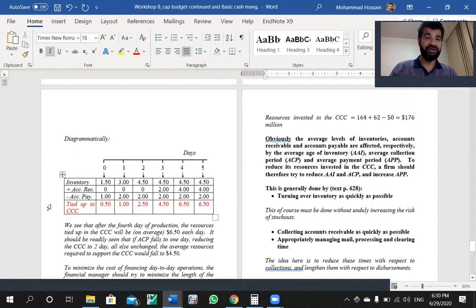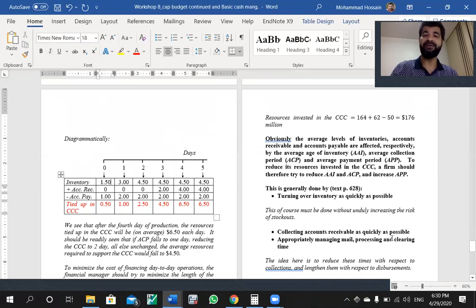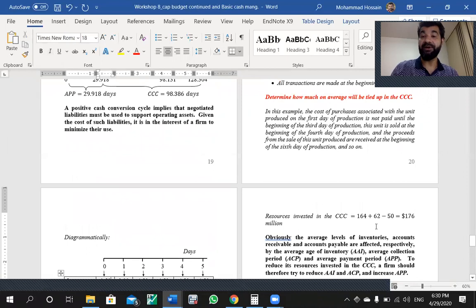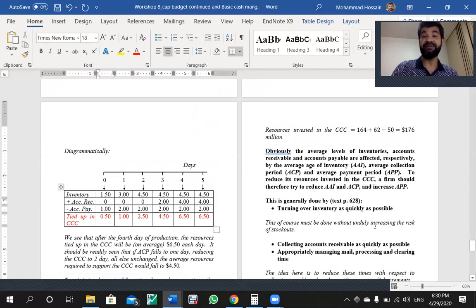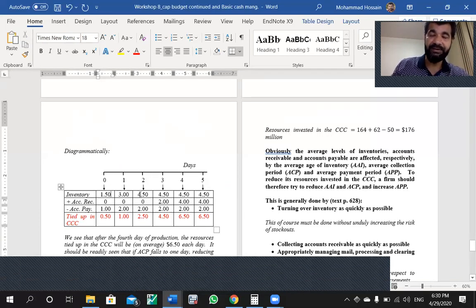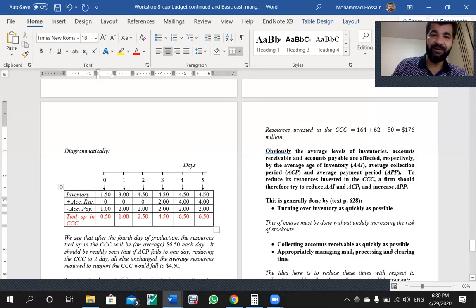So this is the diagram that shows you here. Okay, day 0 is actually 150. Why 150? Because they said the raw materials you need to purchase is $1.50. And day 2, again you need another 1.5, 3. Day 3, again 1.5. Okay, 4.5. So this says here.